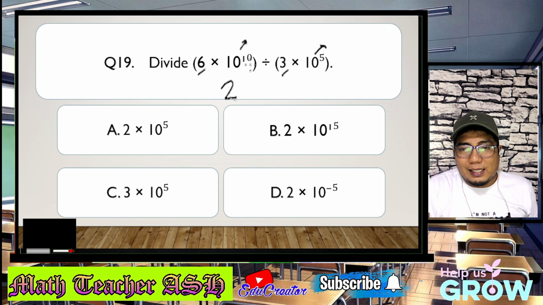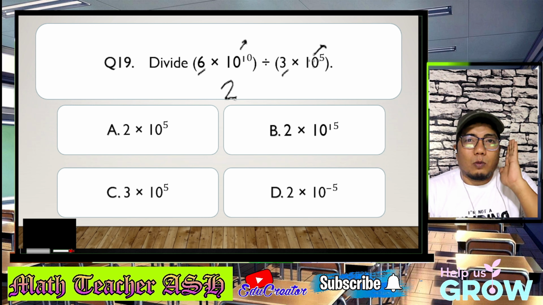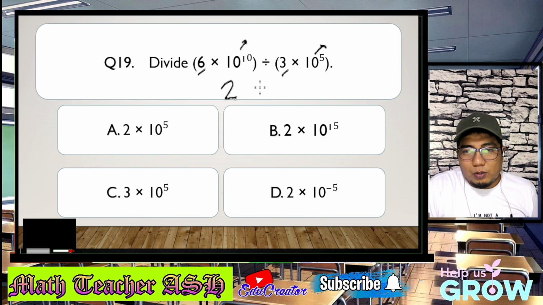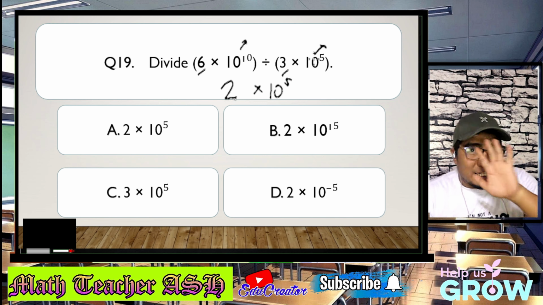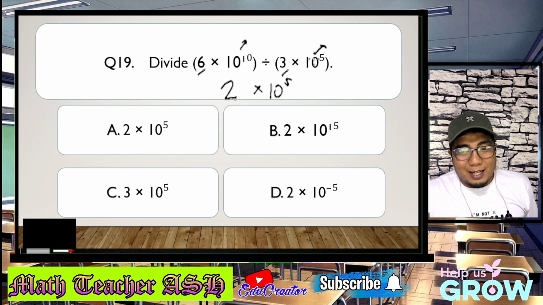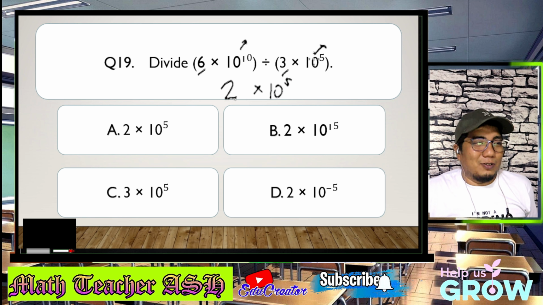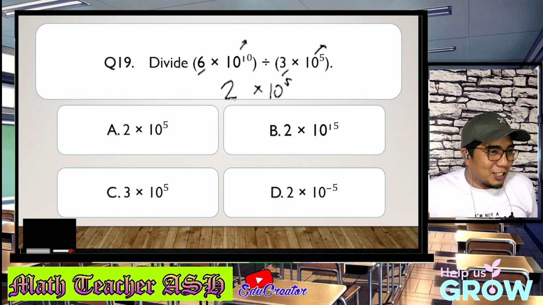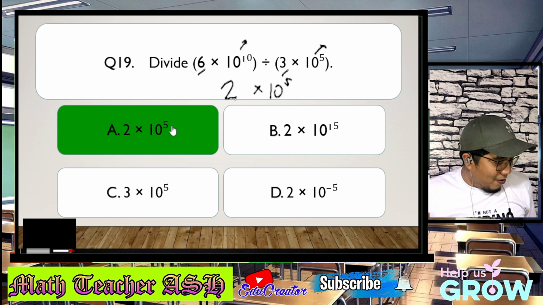Since this is 10 to the 10th power and to the 5th power, that would be 10 minus 5. So that will give us 10 to the power of 5 because 10 minus 5 is 5. So the final answer would be 2 times 10 to the 5th power. All right, letter A. Let's check whether we are correct. Easy, right? Very easy, my dear math learners. So now let us go to question number 20.